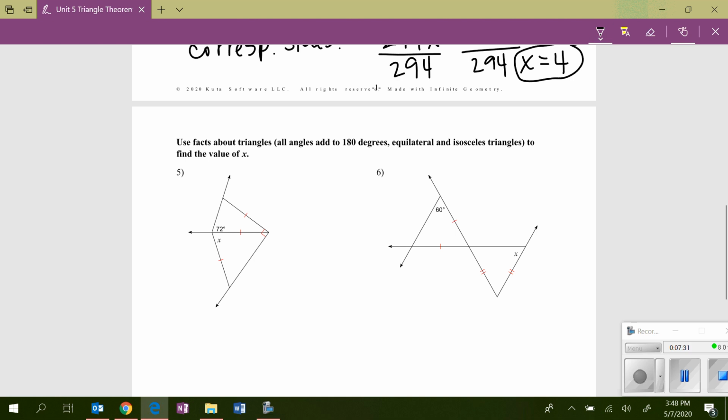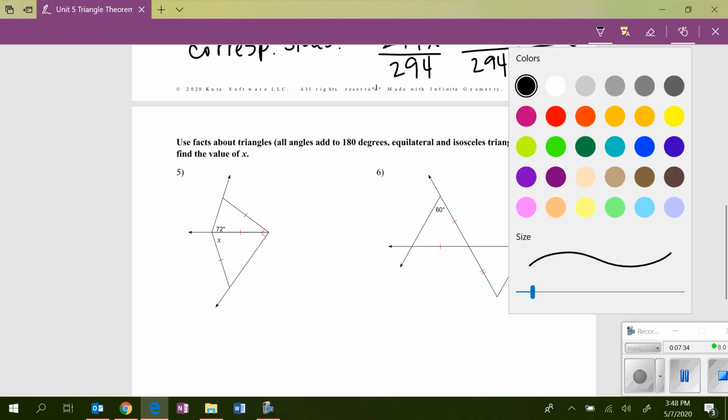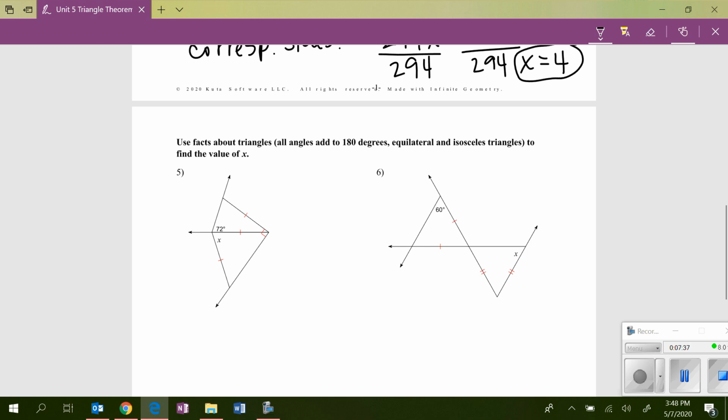So what we have is, noticing that, here's my green triangle, the top one. Okay. That's isosceles. It's isosceles because of these two markings here saying that they're equal sides, and also the angles across from them are going to be equal. So that one in the corner is 72. This one is also 72.